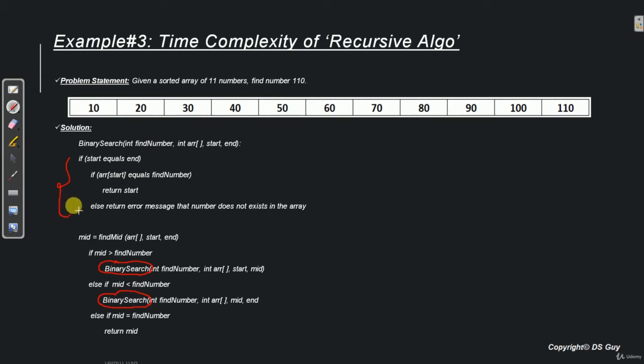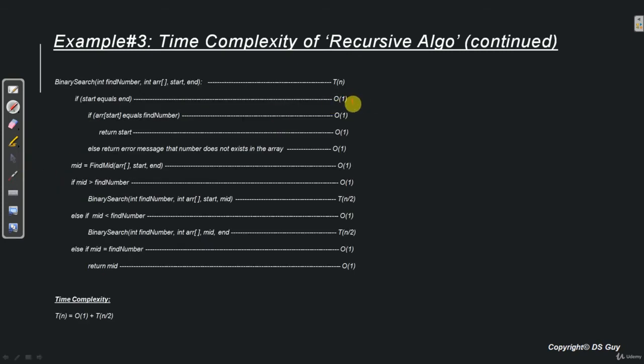Now let's see how to find the time complexity of this algorithm. So doing some comparison will take order of one time. Again doing some comparison, returning some value, returning an error message, all of these are constant time operations. Finding a midpoint is again a constant time operation. Again we have a comparison, constant time operation. This part we will come to later. Here we have a comparison, a constant time operation. This part we will again come to a little later. We are doing some comparison, returning some value. Again all of these are constant time operations.